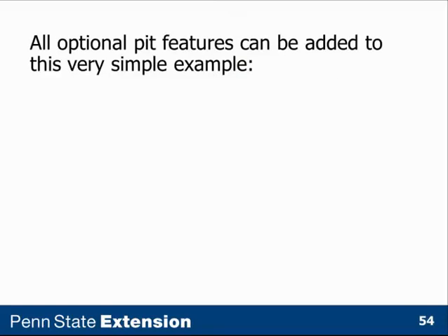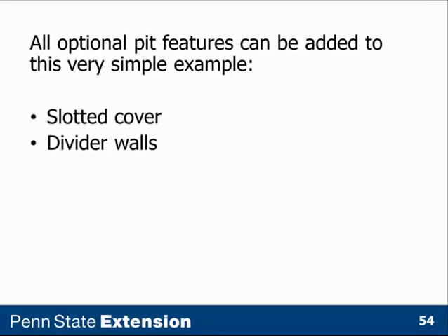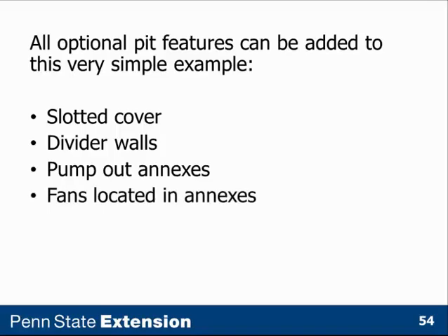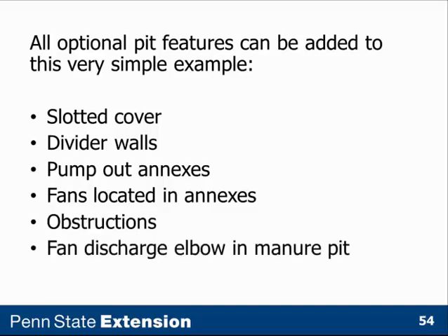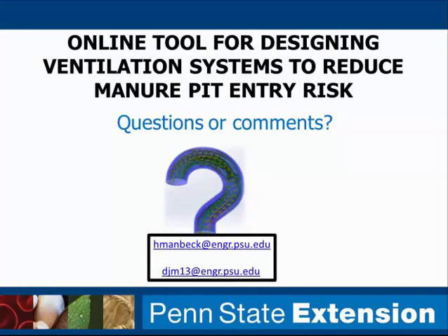Now, the example that we did didn't include all the optional features. We did that on purpose because we want to learn how to basically use the tool before we start adding a lot of the optional features. You certainly could add a slotted cover. You could add divider walls into that pit. You could add pump out annexes if you wish. You could locate the pit ventilation fan in those annexes. You can include obstructions and divider walls. You can change the direction of airflow discharge from the manure pit ventilation fan by using the fan discharge elbow, and so forth. But we haven't done that in this tool.